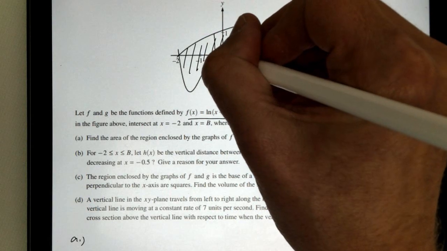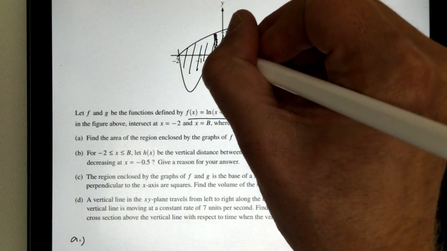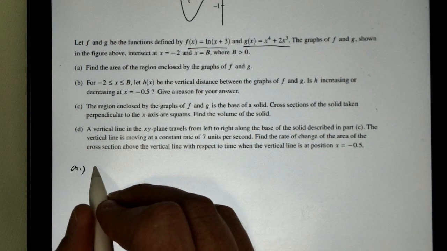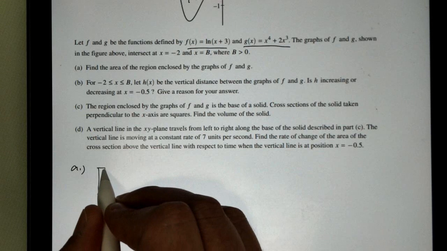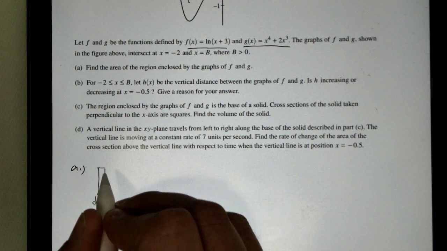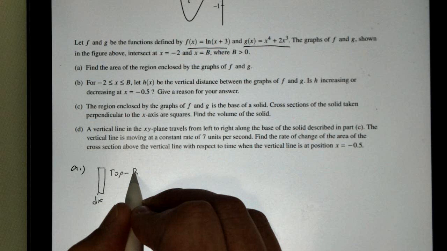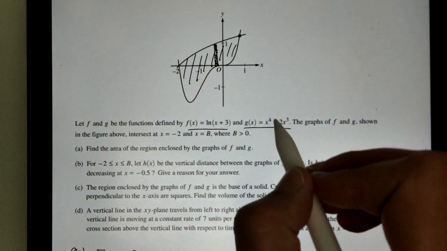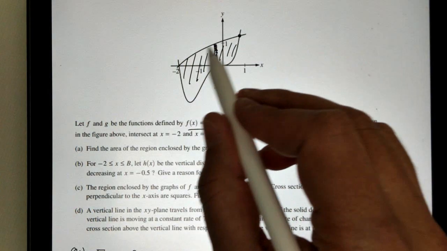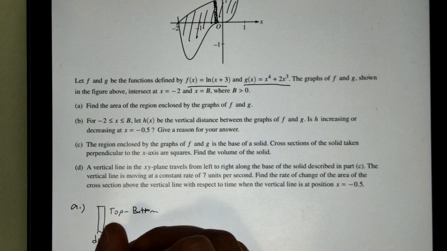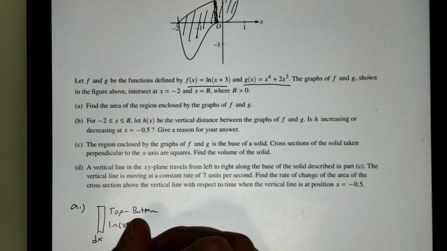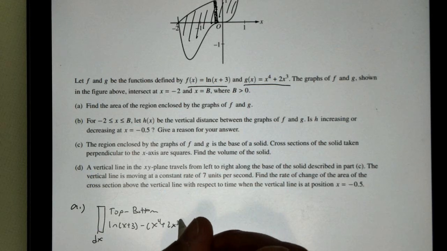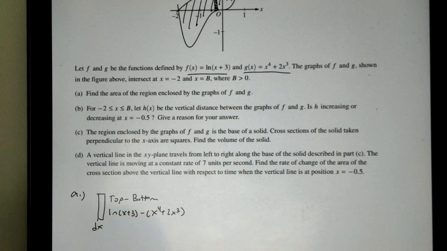And I can draw my rectangle of mathematics, and there's my rectangle of mathematics. If I blow it up down here, there it is. We know it's dx thick, and don't forget to get the length, top minus the bottom. So our top function looks like it's going to be the natural log function right here. The top is going to be this f of x function, the natural log of x plus 3, minus x to the fourth plus 2x cubed. You can leave it like that if you like.